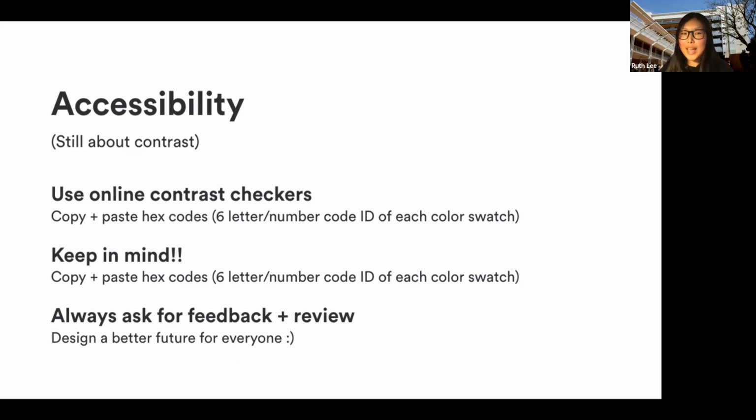So pretty much the easiest way to incorporate accessibility in your designs is to use online contrast checkers. Like I said before, check the hex codes of your colors and make sure that, for example, for text on a background, the contrast ratio is high enough for anyone to be able to see. I'll share a screenshot in the next slide, but basically when you enter these hex codes into the website, it'll give you an actual number ratio, and it'll say whether or not that ratio is good or bad for different standardized levels of accessibility and contrast ratios. So just keep that in mind and always ask for feedback and review.